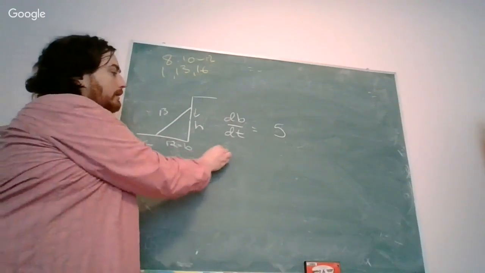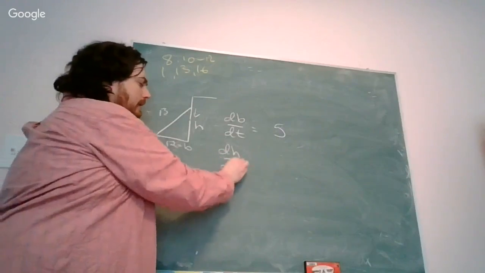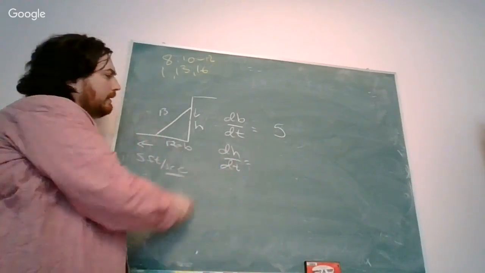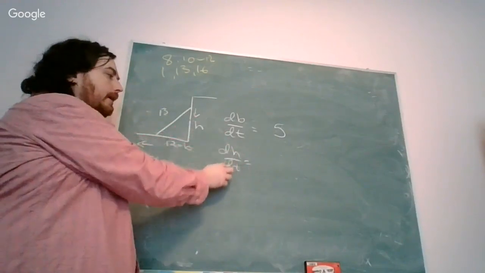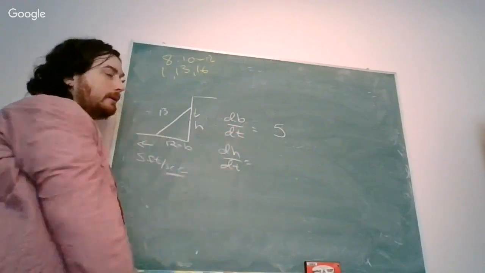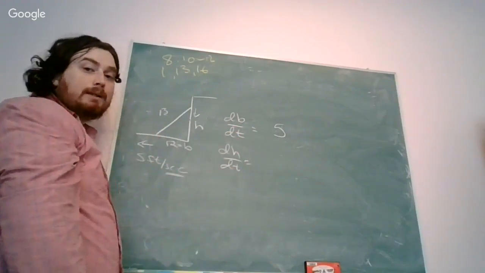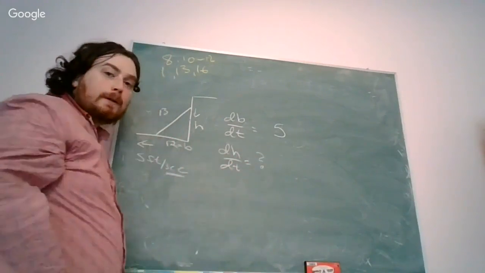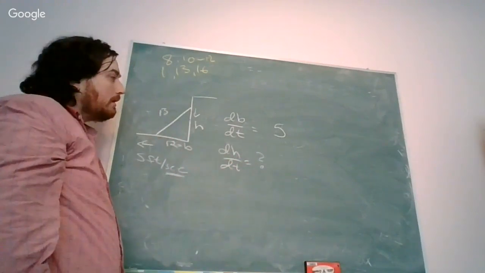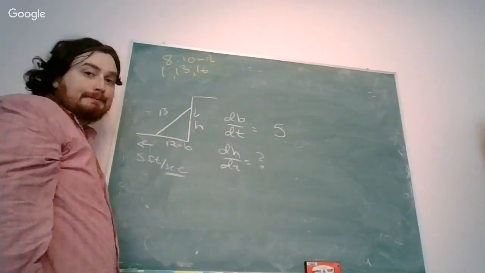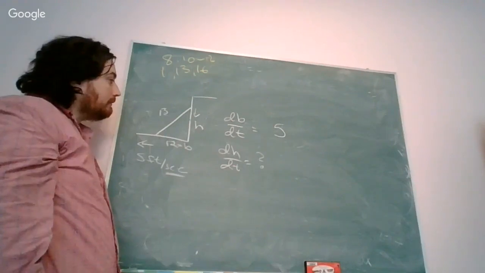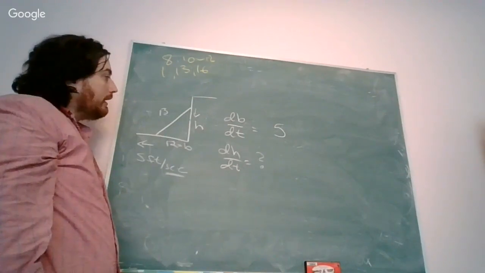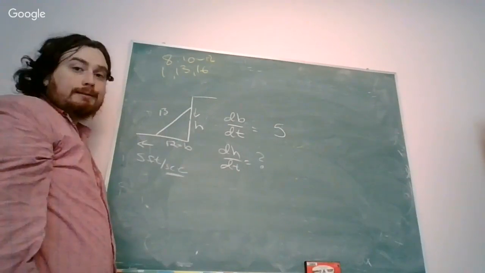Now, we also need dH dt because we have an h here. Whatever we used up here was t, so we're going to use t again. So we get dH dt, well, that's what we're looking for, so that's my question mark. Now, the hard part is to figure out how these things are related. How is B related to H? And how is that related to 13?